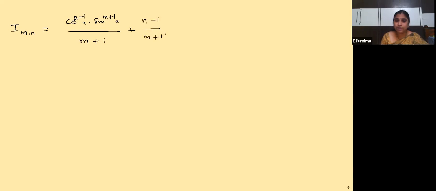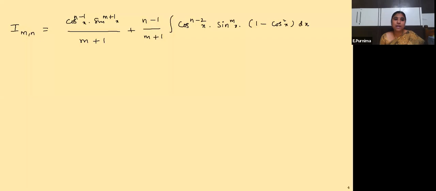Okay. So I_{m,n} is equal to cos^(n-1)x · sin^(m+1)x/(m+1) + (n-1)/(m+1) ∫ sin^m x · cos^(n-2)x · sin²x dx. Sin square x I can write as 1 minus cos square x. Now here, what can you do here? Then let us separate the integrals.